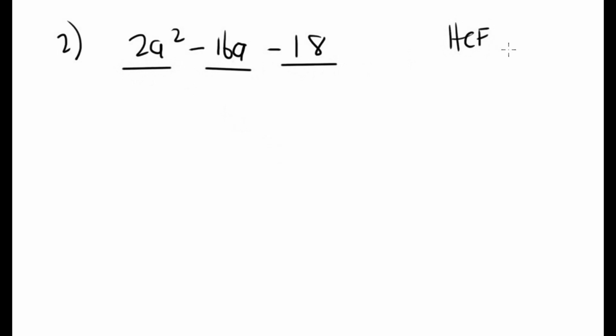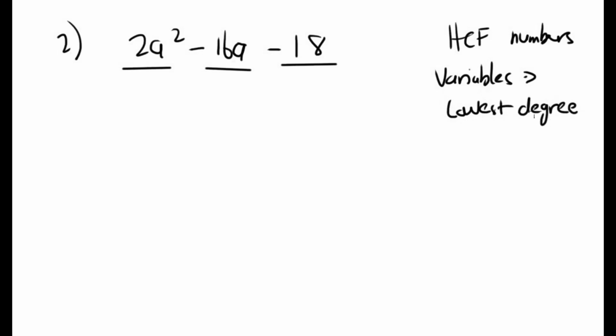So remember, the highest common factor with your numbers, you're first going to do your numbers, and then you're going to do your variables. With your variables, it's always going to be the variable with the lowest degree. So what I mean by that, you'll see in a sec. So 2, 16, and 18, your highest common factor of your numbers is 2. In terms of variables, there is no highest common factor because you don't have an a in the 18. But if you had, for example, a cubed here, the lowest degree would have been a to the power of 1. So a to the power of 1 would have been our highest common factor in terms of our variables. Okay, so we take out 2 as a common factor.